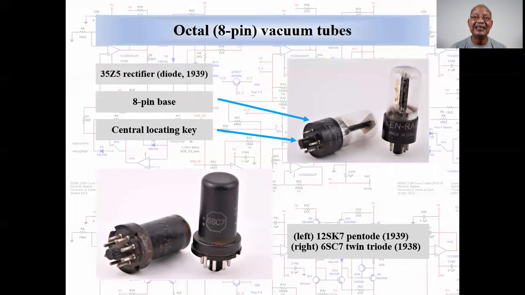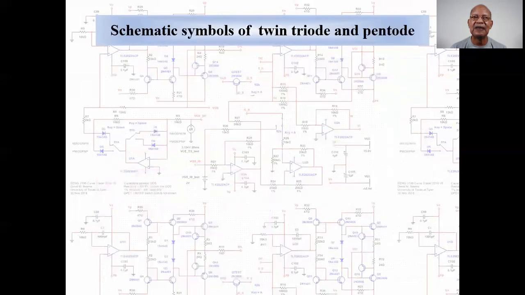The 6SC7 is an example of enclosing more than one active tube within the same envelope. Note that these tubes use metal shells in place of glass envelopes. Electrical engineers use schematic diagrams to represent the circuits they design. Here we will show schematic symbols of the 6SC7 twin triode and the 12SK7 pentode.